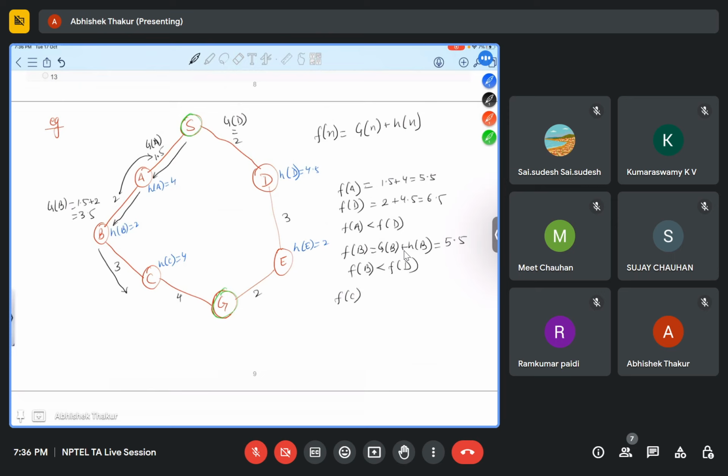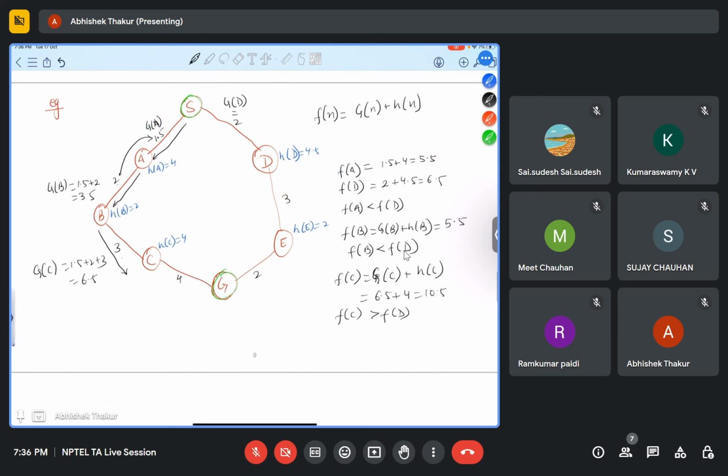Now we'll check f of C. f of C will be g of C plus h of C. Now g of C is 1.5 plus 2 plus 3, so this will be 6.5. This is equal to 6.5 plus h of C, which is 4. That is equal to 10.5. Now you can see f of C is greater than f of D. So in this case, we will try to move towards E, from D to E, because f of D is less. So we will take the less cost path.